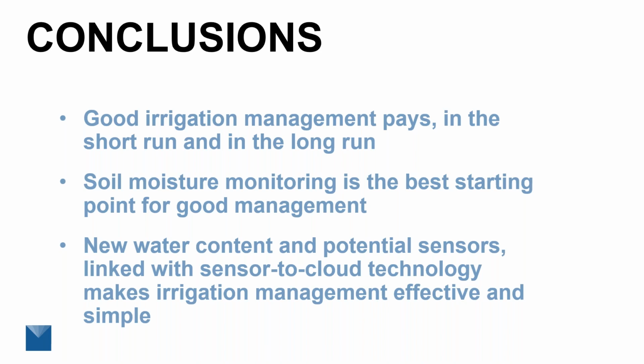As we do, a good place to start is with monitoring soil moisture. Correctly done, that'll give us the best chance, I think, of managing irrigation properly. And the sensor technology that we have now at our disposal, linked with the Internet of Things, makes for a practical solution to the irrigation management problem.